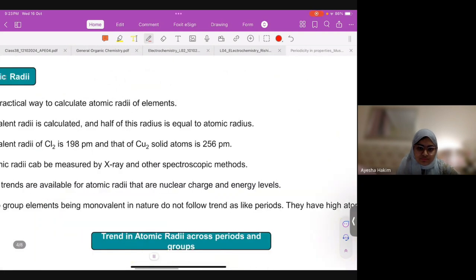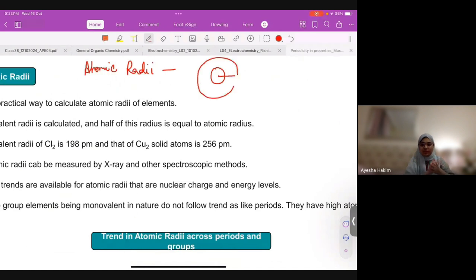Okay, so what do you understand from atomic radii? Atomic radius is the distance from the center of the nucleus of the atom to the outermost shell of the electron. Very good. So you can say the outermost valence shell electron.